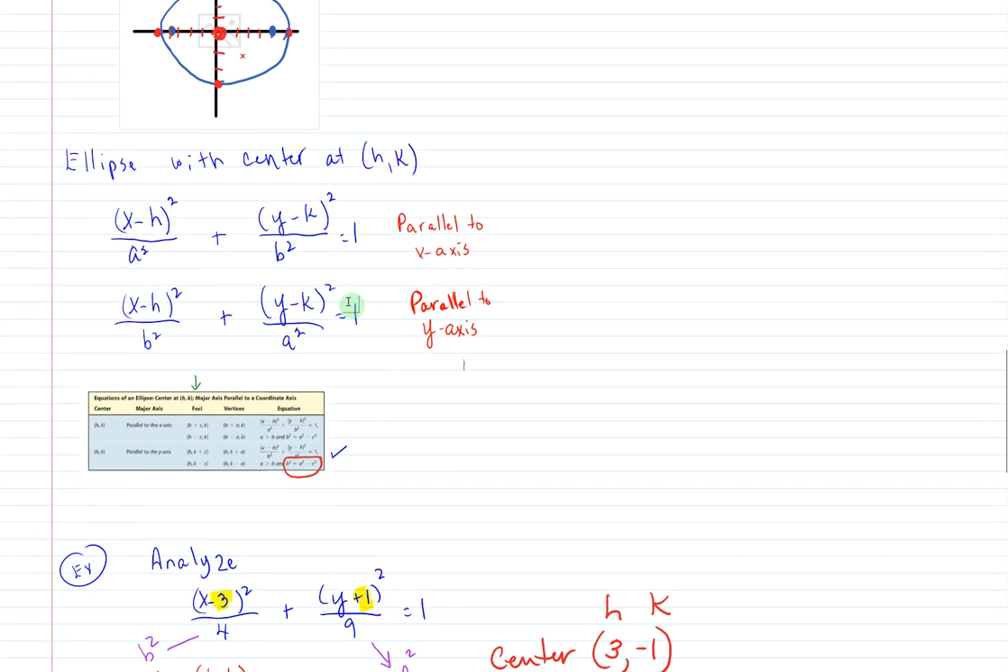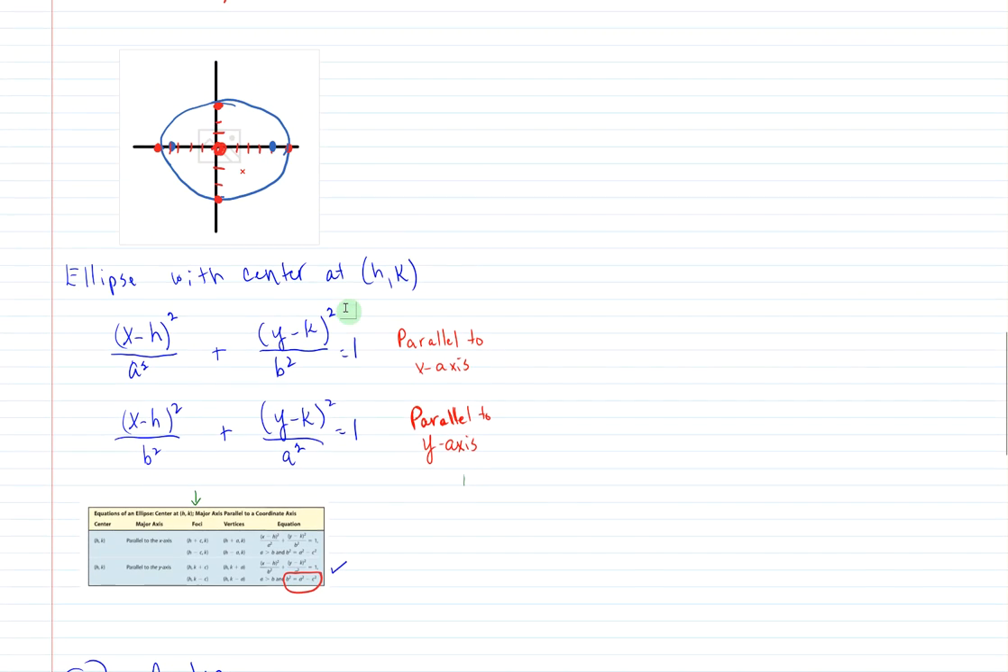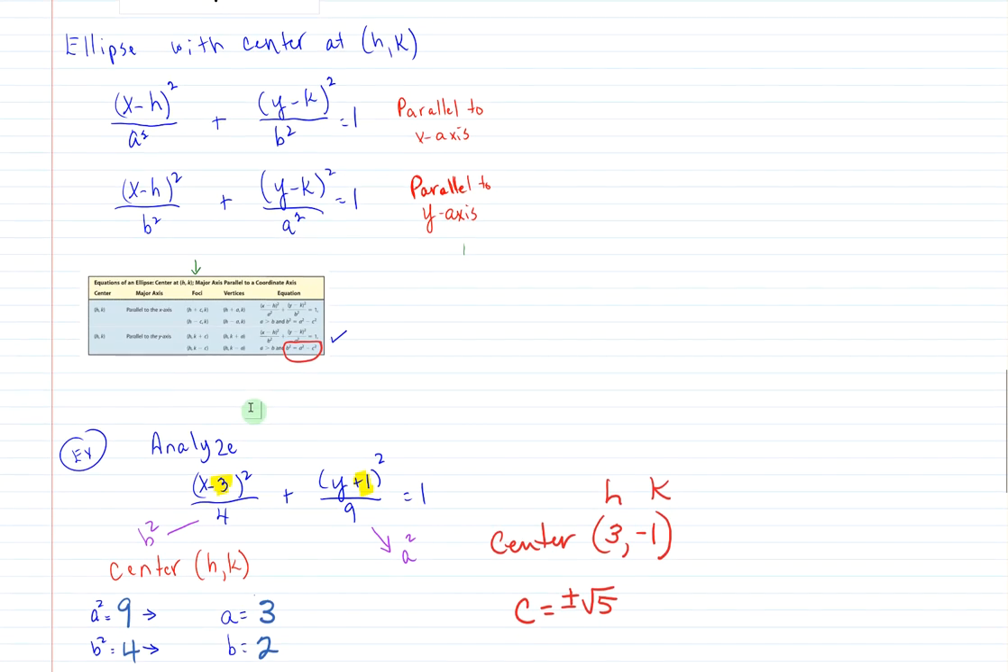All right. Now, you also have to worry about ellipses with the center at (h, k). There's a whole other chart on your page that you might have printed with that information. So (x minus h) squared over a squared plus (y minus k) squared over b squared equals 1, or the a's and the b's switch. And remember, your a is your bigger number. So if your bigger number's under here, you're going to be parallel to the y-axis. If it's bigger here, you're going to be parallel to the x-axis.